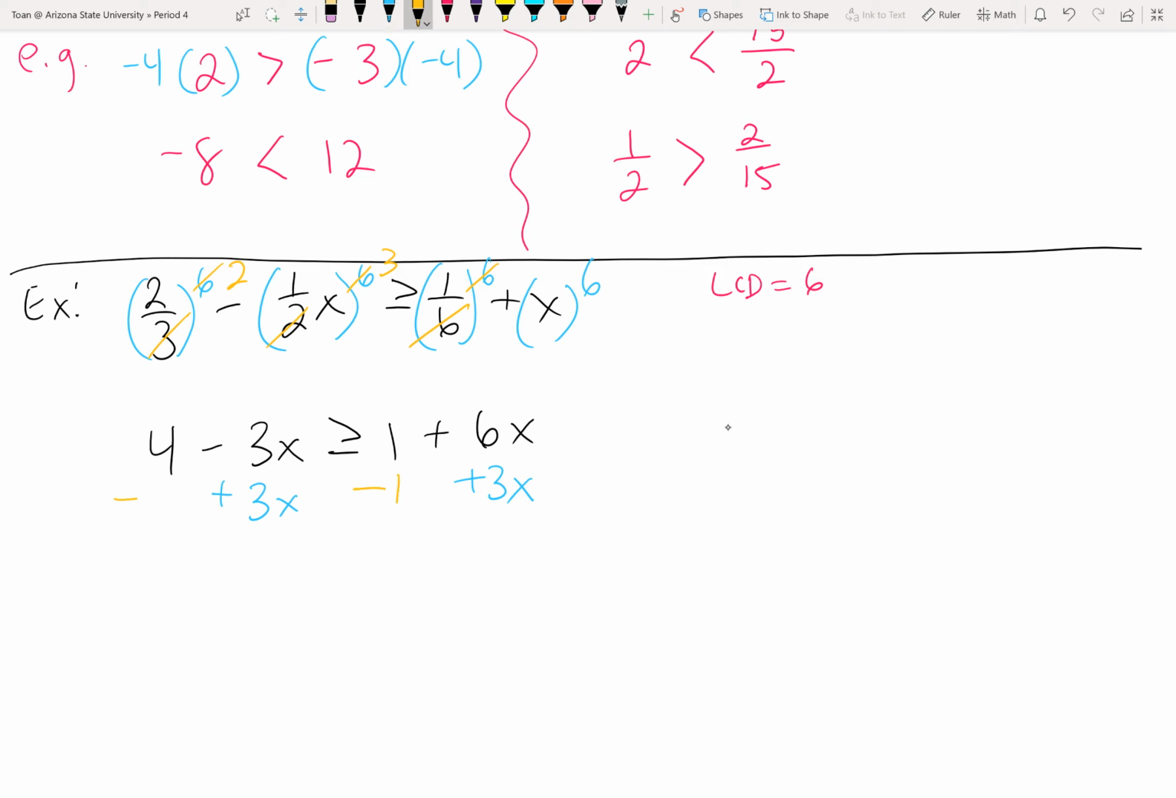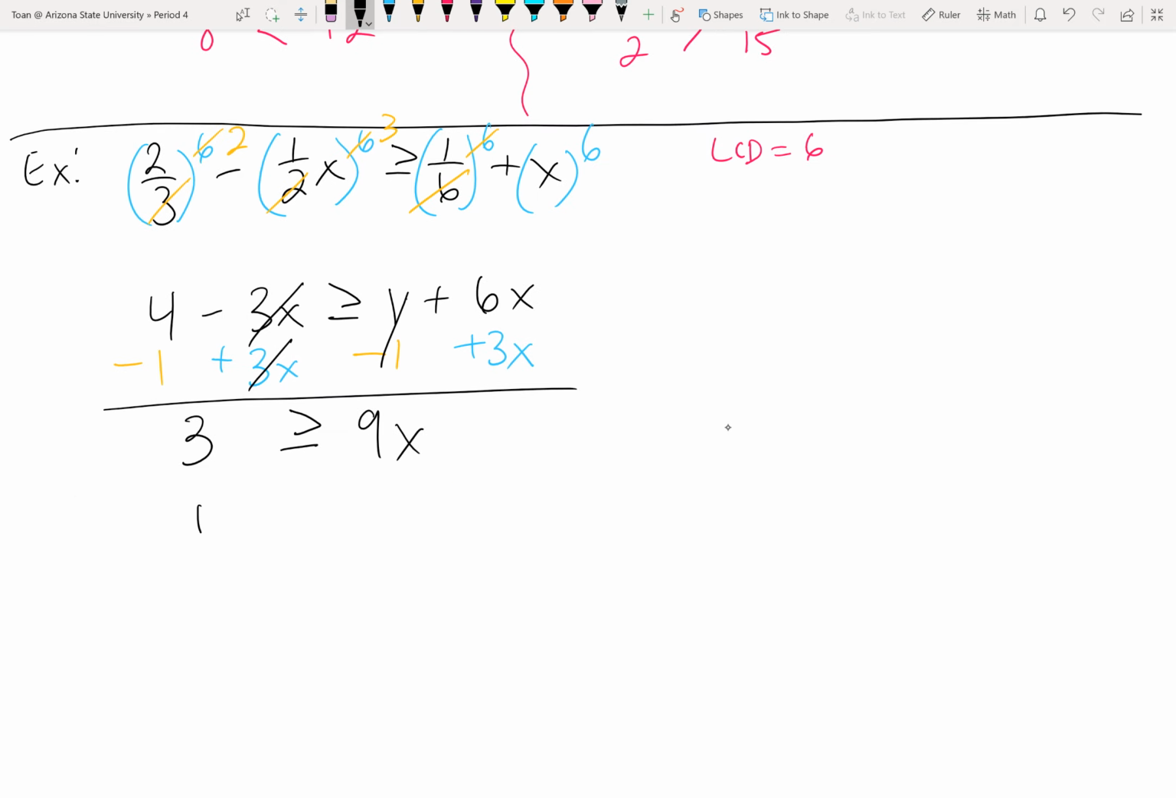And let's subtract the 1 on both sides. So that gives us 3. These guys are gone. Greater than or equal to, these guys are gone, 9x, and then last step, divide by 9. 3 over 9 reduces to 1/3. For all intents and purposes, that's the right answer, and it is mathematically 100% correct.